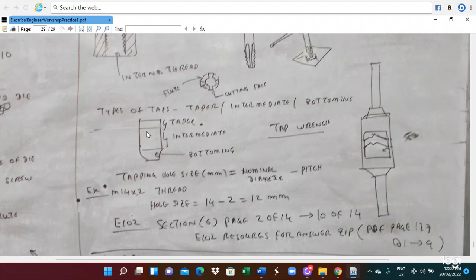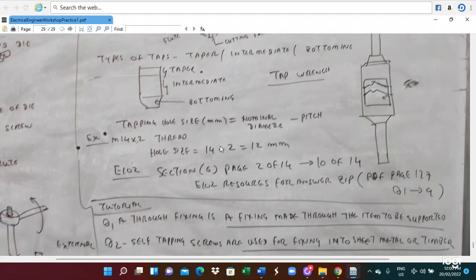So the tapping hole size is equal to the nominal diameter minus pitch. This is the way we calculate the tapping hole size. So if you see M14 multiplied by 2, that means the nominal diameter is 14 millimeter, P is 2. So 14 minus 2, you get the hole size 12 millimeter. This is the way we calculate the hole size.